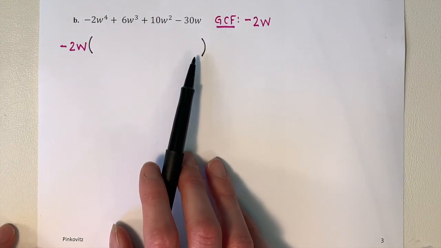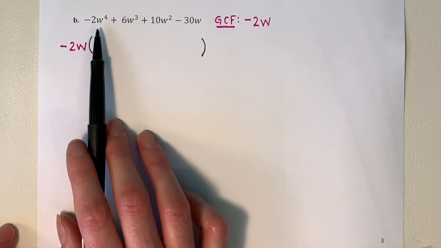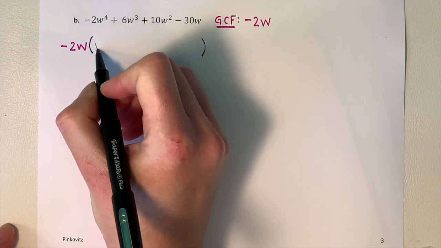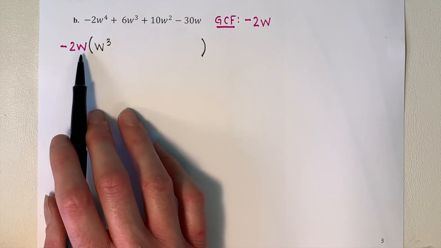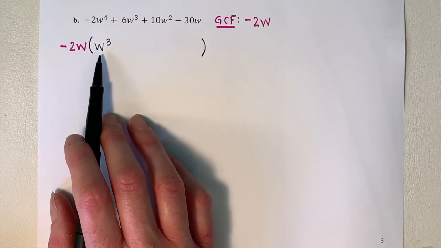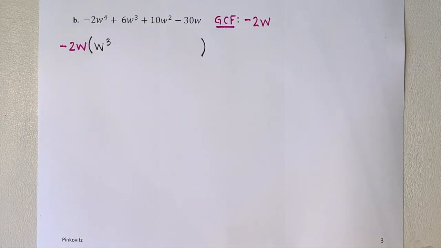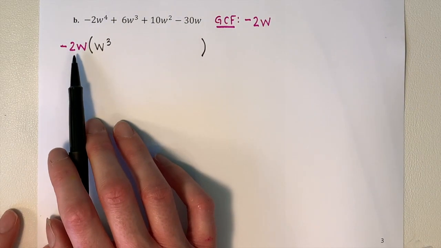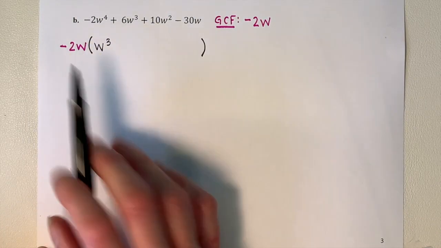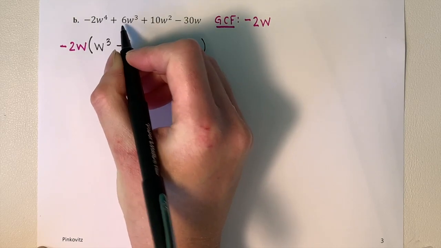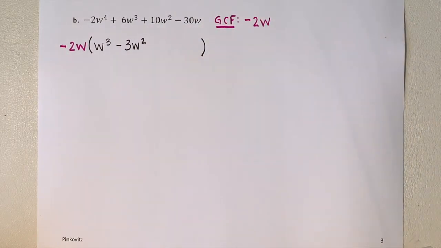First, we need to ask ourselves, what do we need to multiply negative 2w by to get negative 2w to the 4th? Negative 2w times w cubed will give us negative 2w to the 4th, because remember, when you multiply w times w cubed, you add the exponents, and the exponent 1 plus 3 gives us 4. Next, we ask ourselves, what do we need to multiply negative 2w by to get a positive 6w cubed? Well, let's see. Negative 2 times a negative 3 will give us a positive 6, and w times w squared will give us w cubed.